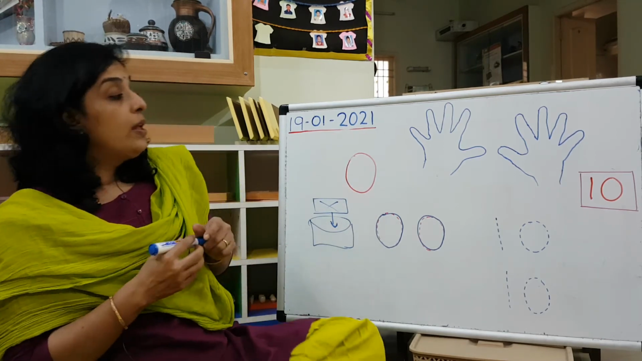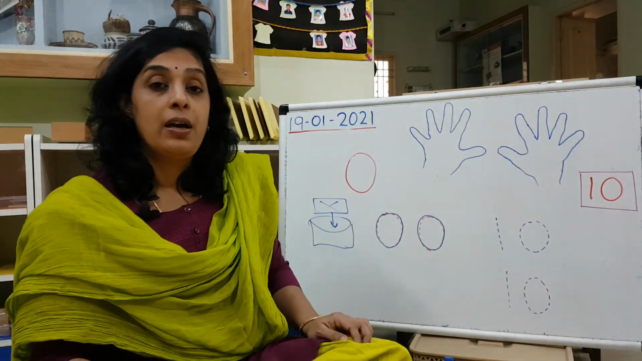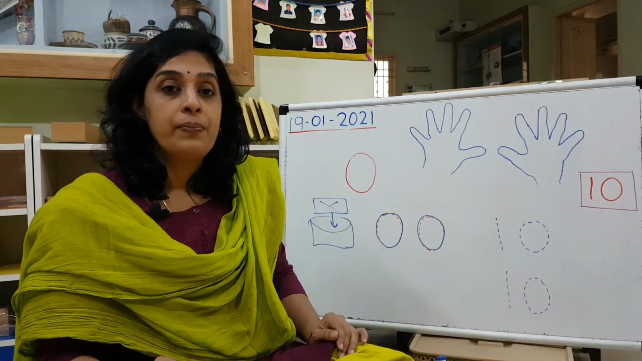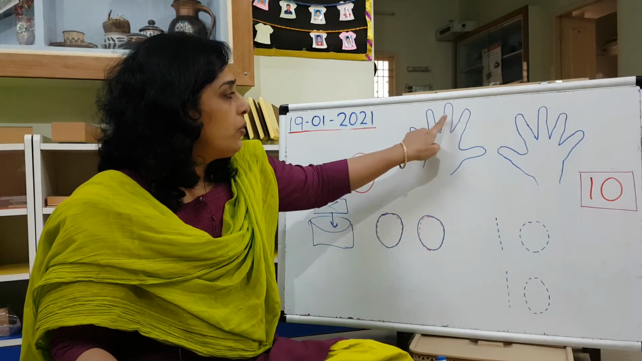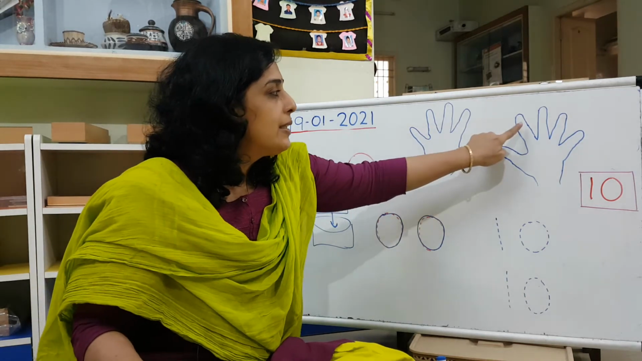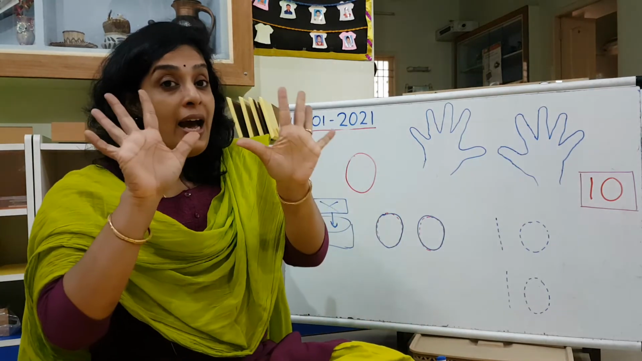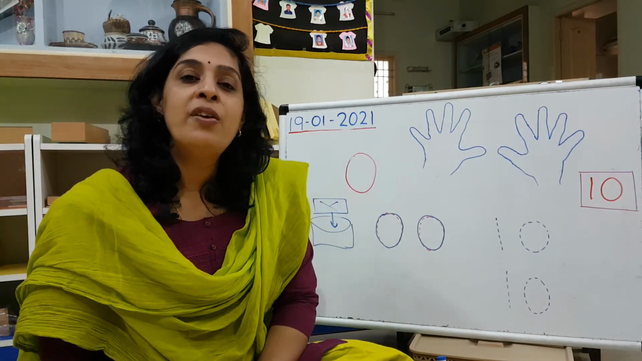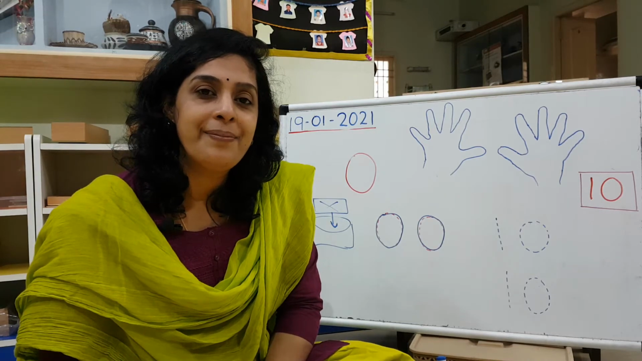Okay. But when we go to the next number, that is after 9 that we had learned, I told 10. Let's count 10 and see. 1, 2, 3, 4, 5, 6, 7, 8, 9, 10. I have 10 fingers. How many fingers do you have? Do you also have 10 fingers?